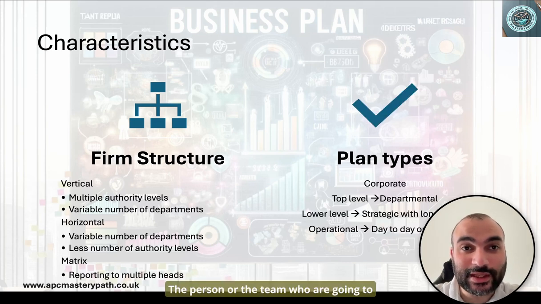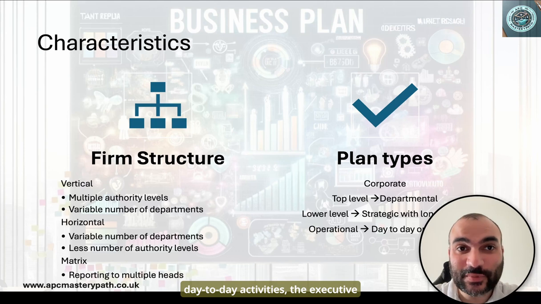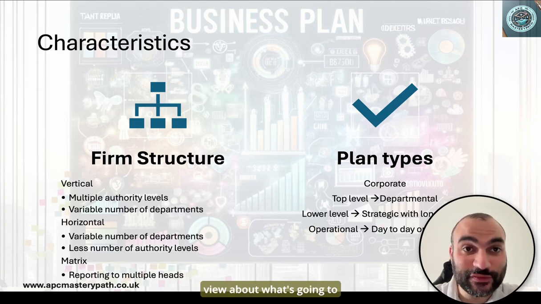The person or the team who are going to be drafting a business plan has to account for the type of the business plan that's going to be drafted. There are a wide variety of business plans that are drafted for different levels within the firm: an executive level, a department level, and operational level. Operational level takes into account the day-to-day activities. The executive level or the top management level gives some sort of strategic view about what's going to happen across the company.